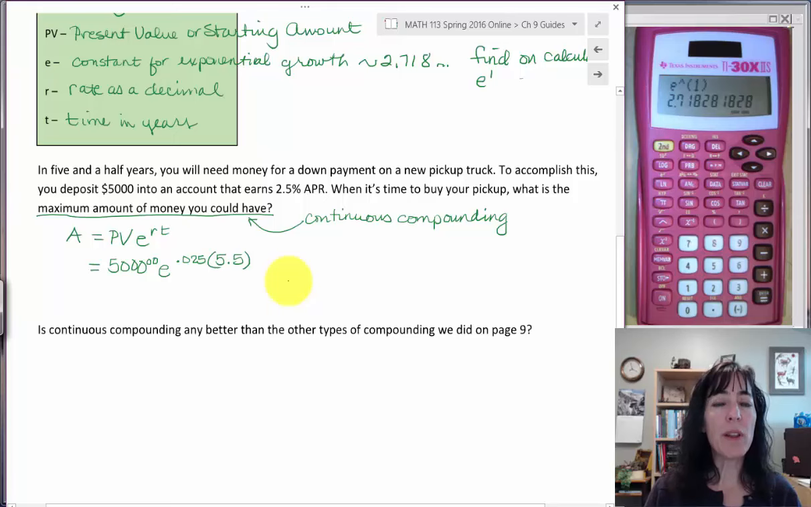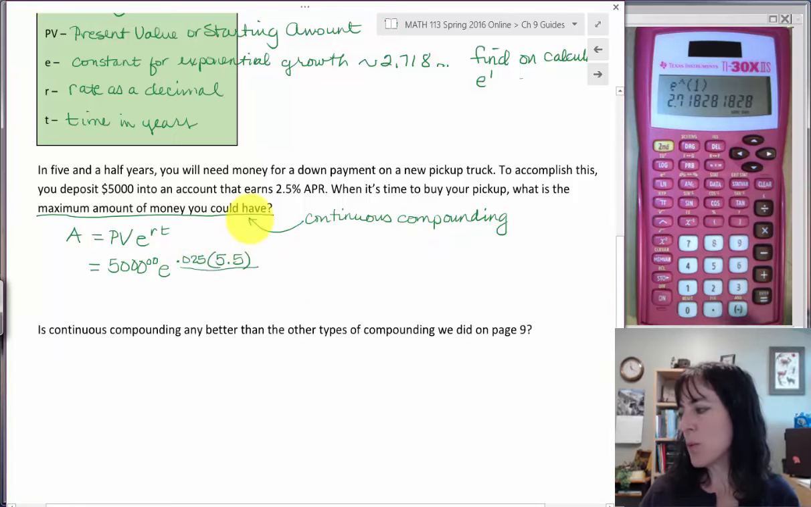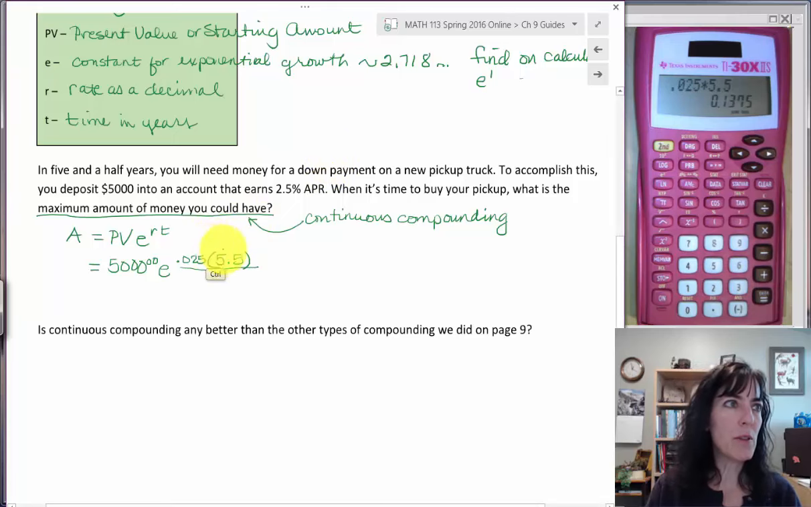And then I want to find out what that exponent is first, because remember, by order of operations, exponents come before multiply. And in my exponent, I need to do that multiplication so that I can take e to this power. So 0.025 times 5.5 is 0.1375. And I'm just going to record that so I can see what I'm doing later. When I come back and look at my notes, I'll remember, oh yeah, I just multiplied that out. And now the next thing I have is 5,000 times e to the 0.1375. And so still we're working on that exponent next, e to the 0.1375.